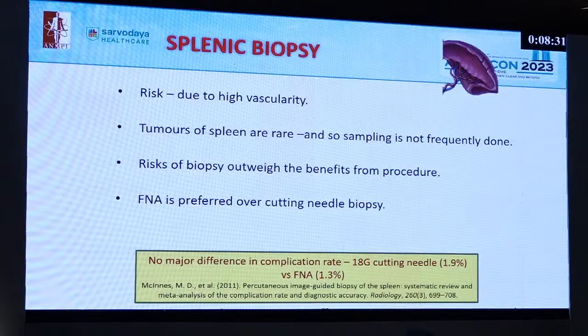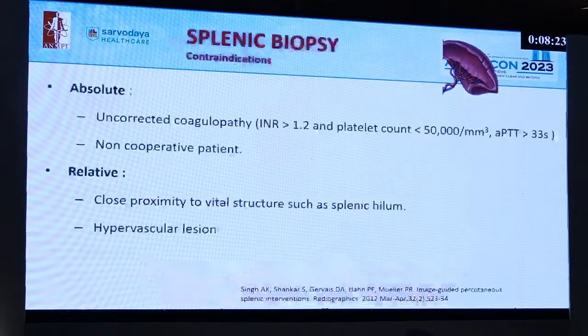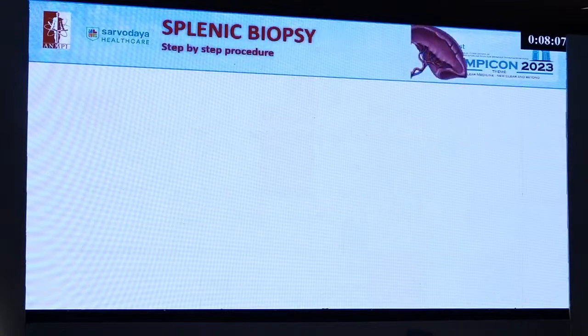FNA can be done instead of cutting needle biopsy, but it is recently said that biopsy over FNA has almost equivalent complications. So coming to the absolute contraindications for biopsy of splenic lesions: uncorrected coagulation profile, a non-cooperative patient, and close proximity to vital structures. If a hypervascular lesion is there, it is a relative contraindication for splenic biopsy.